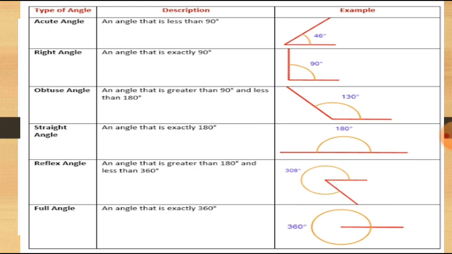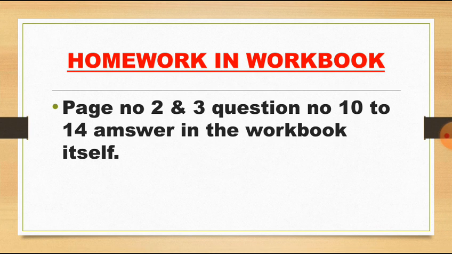Okay, so you can change full angle to complete angle. Both are same, full angle or complete angle. Complete angle is an angle that is exactly 360 degrees. So everyone copy this much to your notebook and study it very well. Okay, I will ask the questions based on these all in our online session. So everyone study this all well, and I am going to give some homework in your workbook also. The questions which are based on types of angles are there in page number 2 and 3, question number 10 to 14. So everyone answer this in your workbook itself.